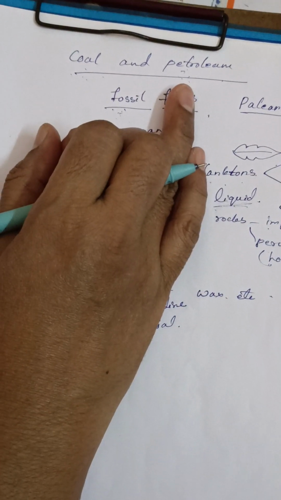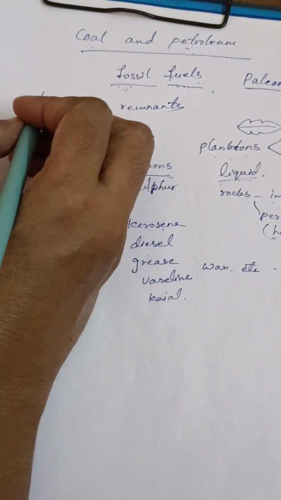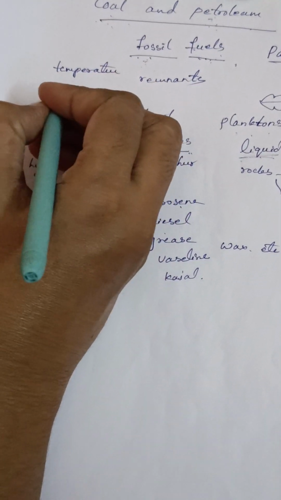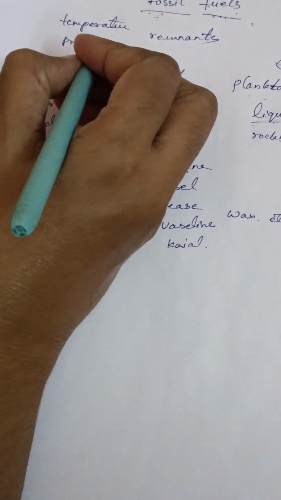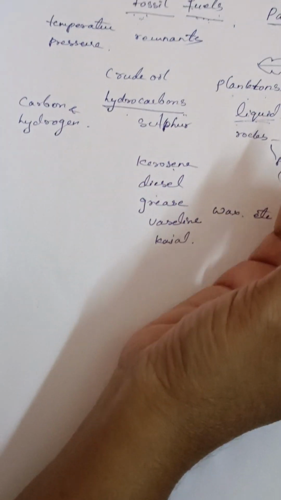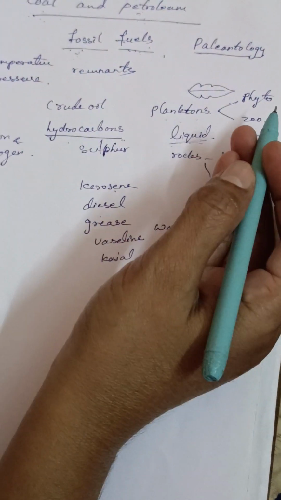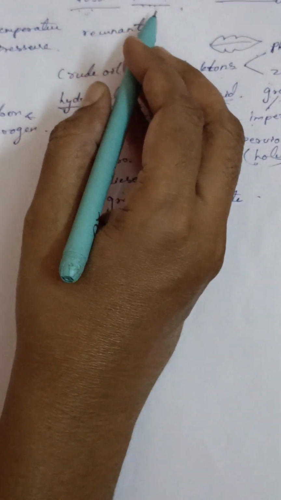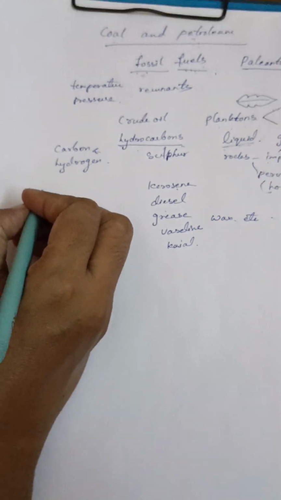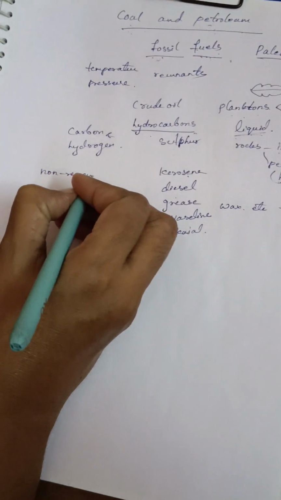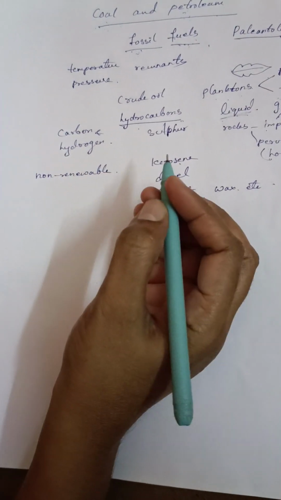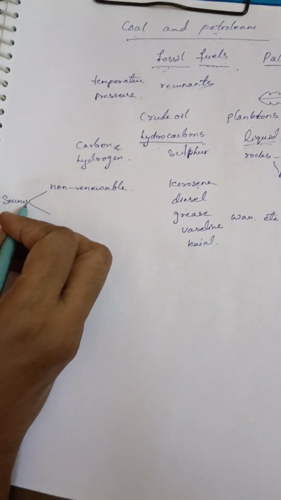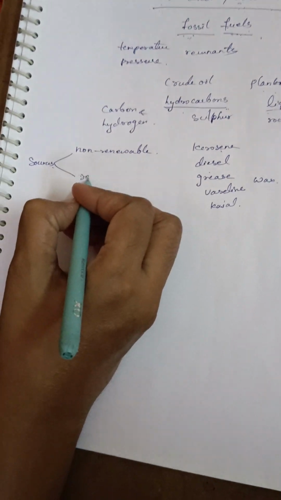This is how petroleum is formed: because of high temperature and pressure, the plants are degraded. After degradation due to the action of bacteria and so on, they are converted into liquid. That liquid is obtained as petroleum. So we can call petroleum a non-renewable source. All sources are classified into two types, non-renewable and renewable.